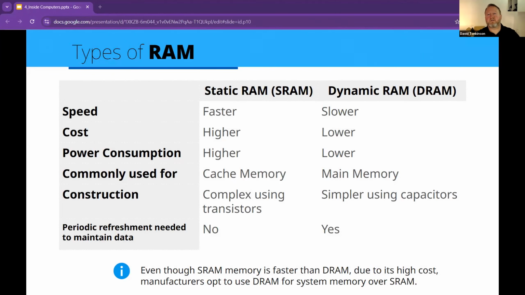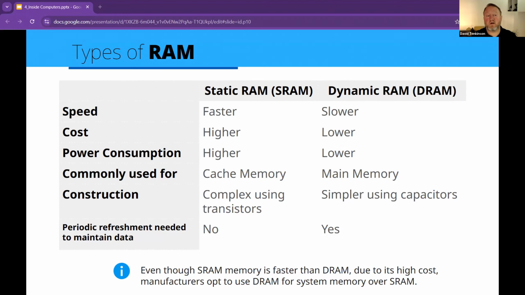Right, but there are different types of RAM. So there is what is known as static RAM, which is SRAM, and dynamic RAM, which is DRAM. The differences are very obvious there. Well, very obvious, that's wrong for me to say that.